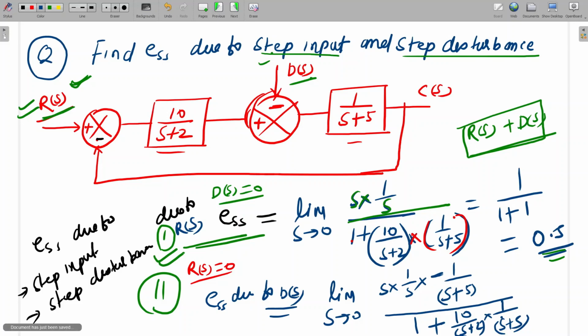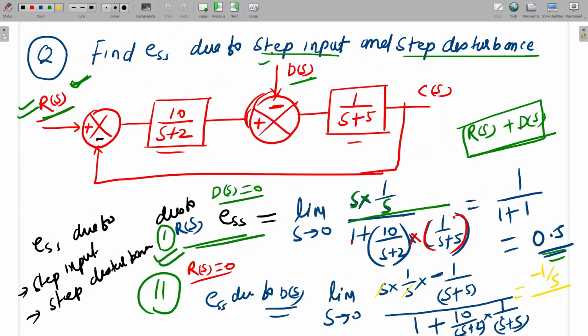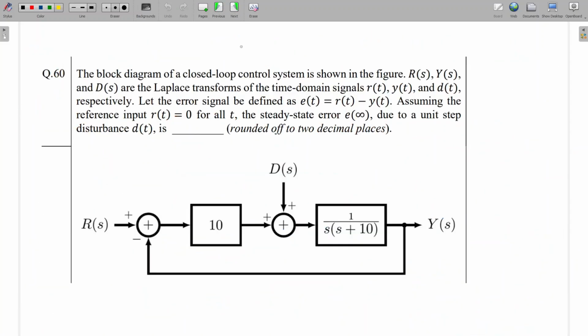The mistake is there. So what will be the value here? The s's will cancel. So that is minus 1 by 5 divided by what will be here? Minus 1 by 5 divided by here. Previous also same thing we are writing. What will be the value? 2 only.